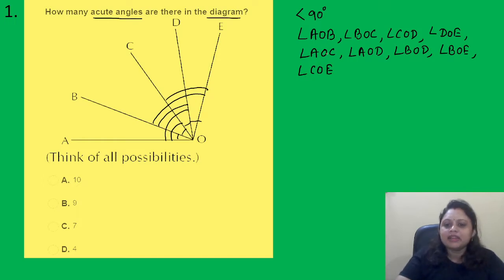So how many angles are there? 1, 2, 3, 4, 5, 6, 7, 8, 9. So here the correct answer is 9, and it is present in option B. Got it? Coming to the next question.